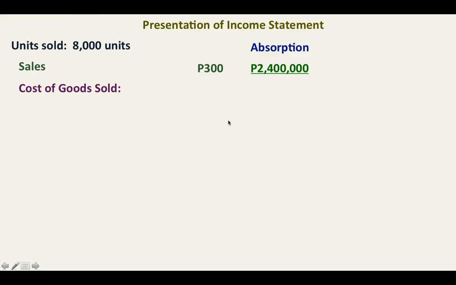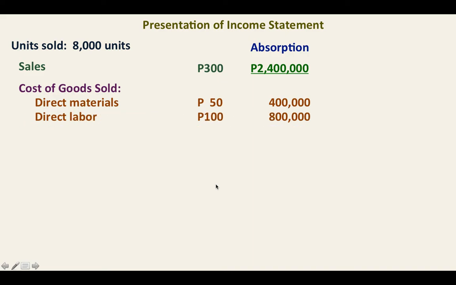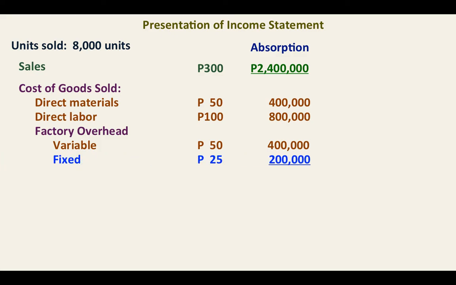Okay? And the cost of goods sold, direct materials per unit is 50. So, 50 times 8,000 will give you 400,000. And direct labor, 100. So, times 8,000 units, that's 800,000. And the factory overhead, the variable is and fixed. 50 variable times 8,000 will give you 400,000. Fixed is 25, will give you 200,000. So, these are the cost of goods sold. So, i-add natin yan. Will be the total cost of goods sold.